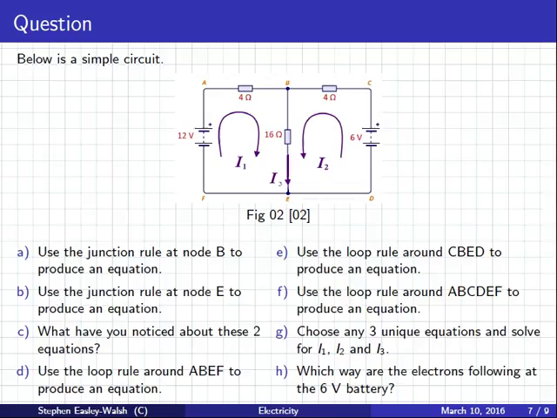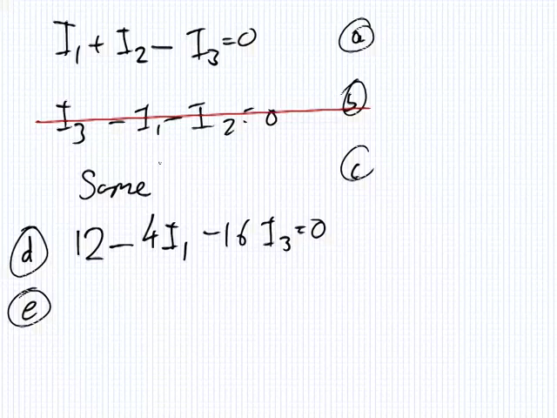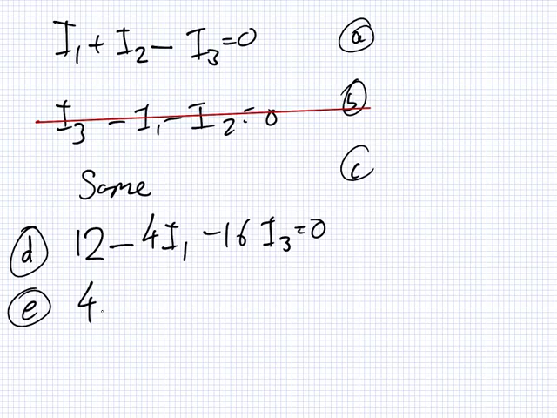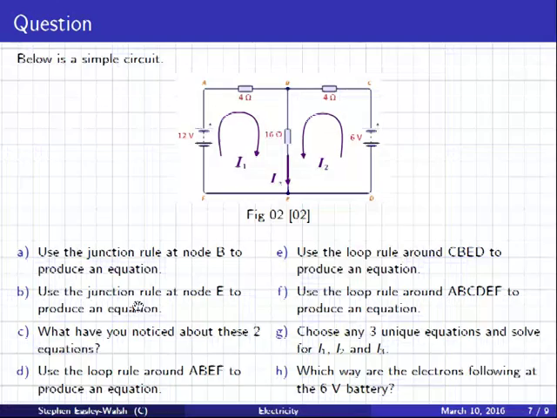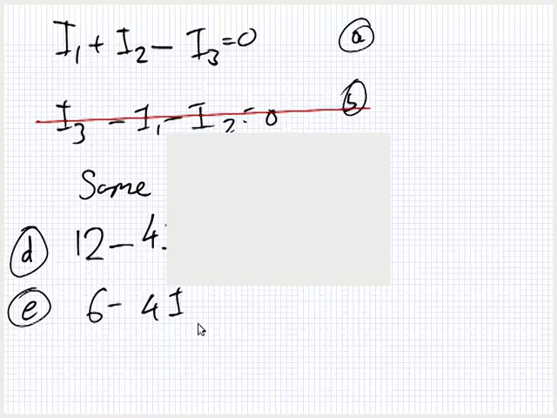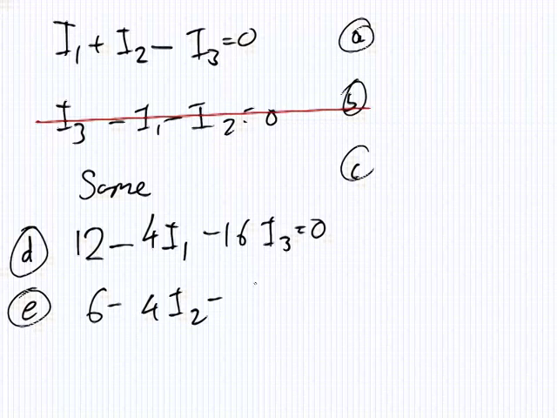6 minus 4 I2 minus 16 I3 equals 0. There we go. So we have, not 4, sorry, 6 minus 4 I2 minus 16 I3 equals 0.